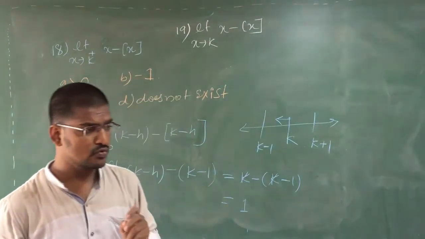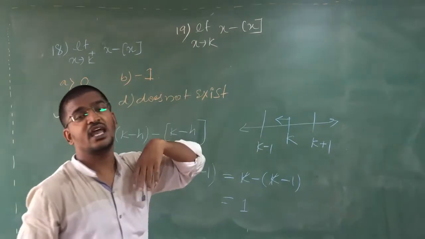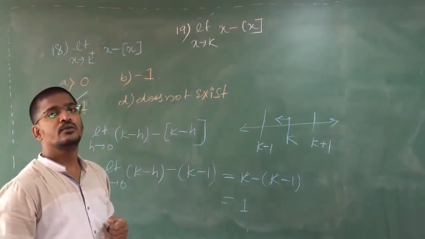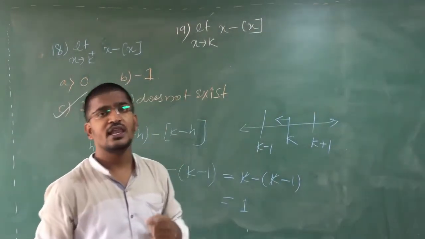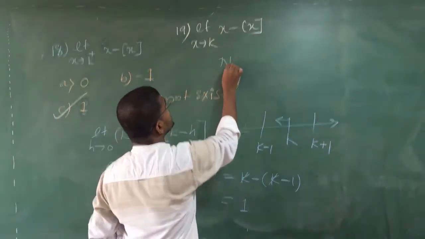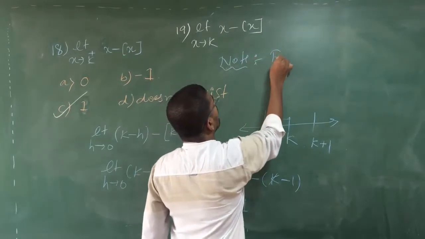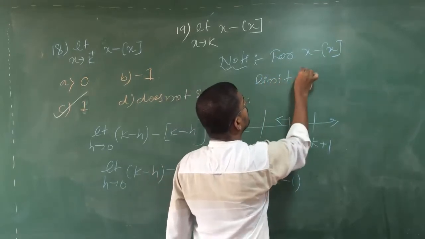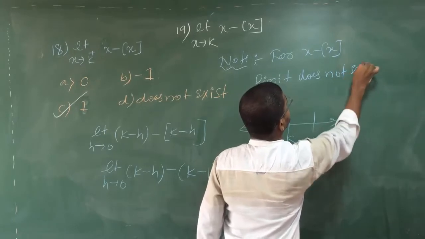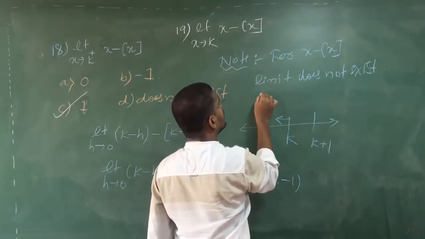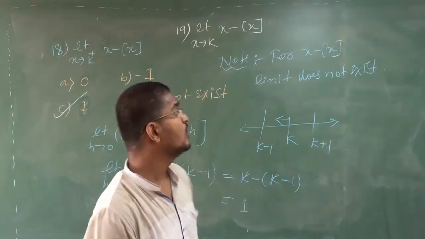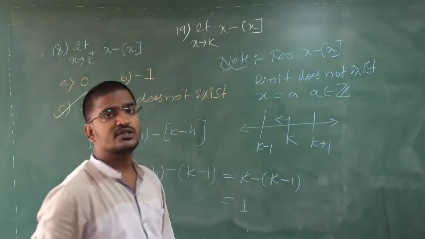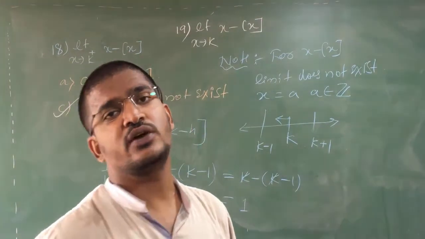So my dear students, here you have to note one point. For a fractional function at any integer, the limit does not exist. Please remember, for fractional functions also, limit does not exist. Make this as a note. For x minus greatest integer x, limit does not exist at x equal to a, where a belongs to integers. For other than integers, you try yourself what it will be.